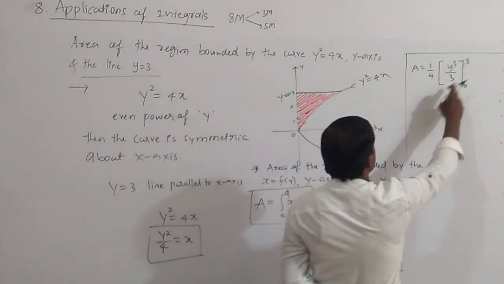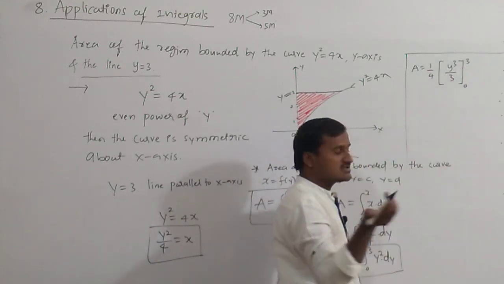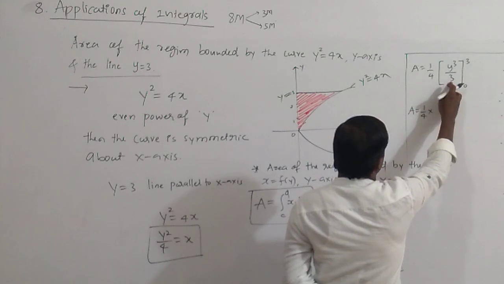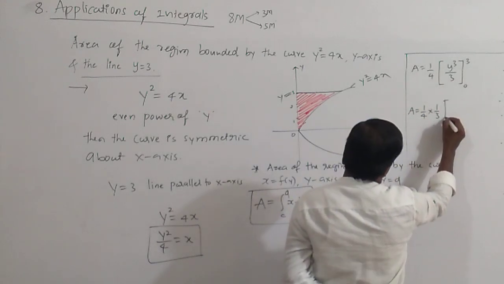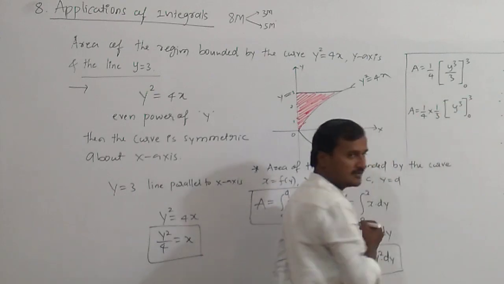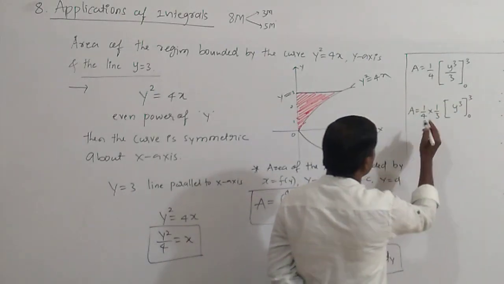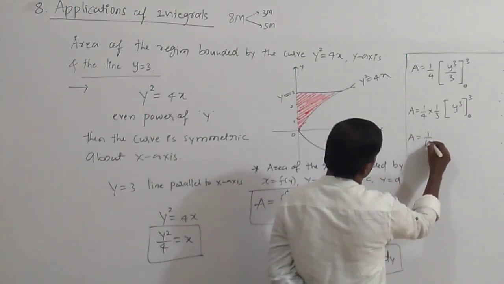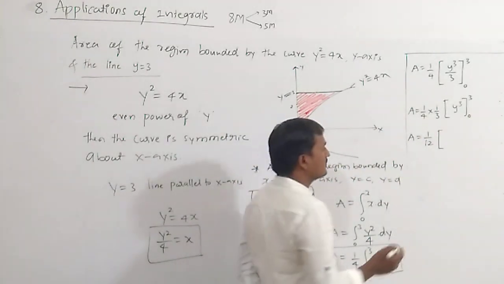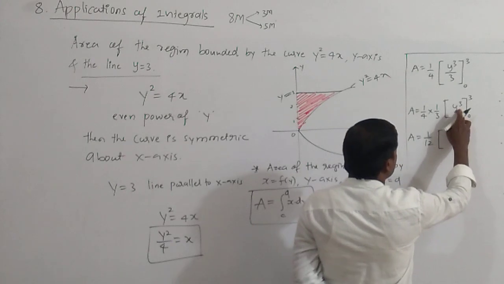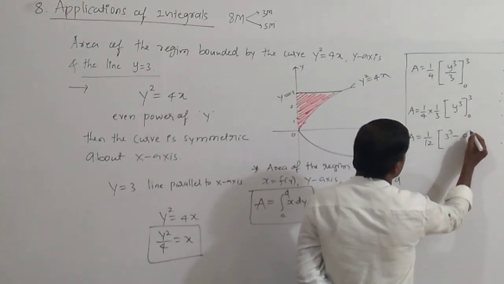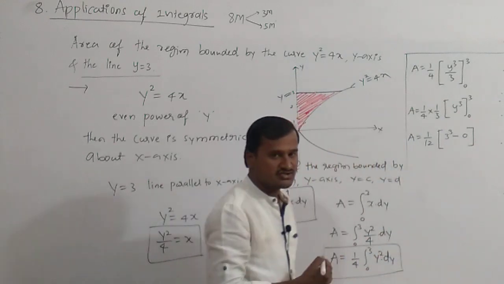Now I should substitute the upper limit minus the lower limit. So 1 by 4 as it is, and here I will take this 1 by 3 outside. So here you are getting y cube over the limit 0 to 3. Now the required area is equal to 1 divided by 12. Now I should substitute the upper limit, after that the lower limit. So what is the value of y? 3. So hence it is 3 cube minus 0, because the lower limit is 0.